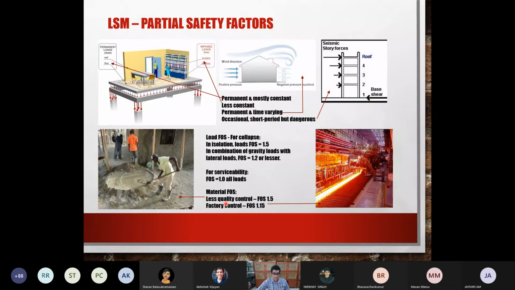Okay. Then of course, in the material, so one part is the load, other part is the resistance, which is how much can the material resist. For example, concrete, M25 concrete. Okay, you want the compressive strength to be 25.